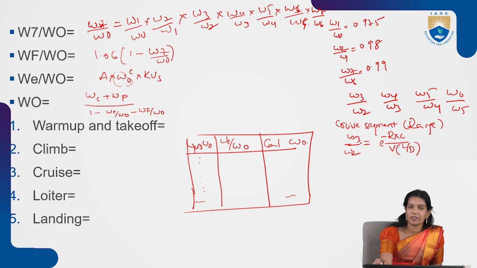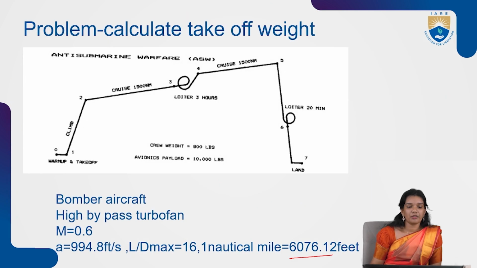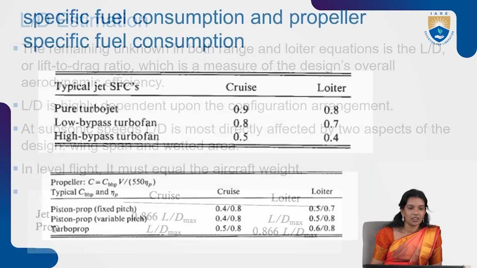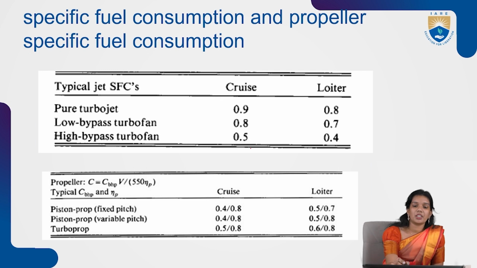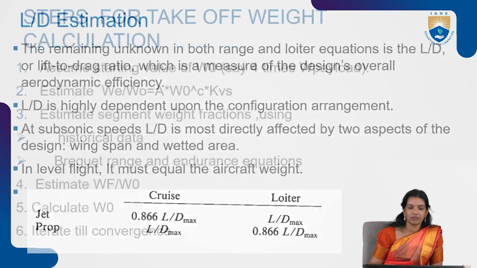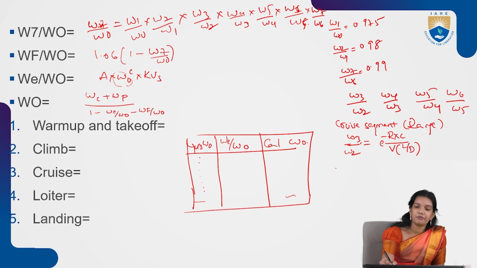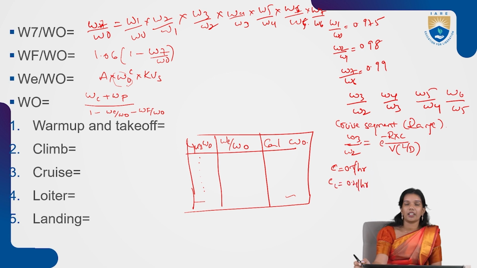Then what is C? C is my specific fuel consumption. We have already discussed this in our previous classes. I need to find the specific fuel consumption for a high bypass turbofan. We have a table given already, so let us go back and see the values. For a cruise it is 0.5 per hour, for a loiter it is 0.4 per hour. Let us write that down here: C for a cruise is 0.5 per hour, C for a loiter is 0.4 per hour, and hours are converted into seconds.